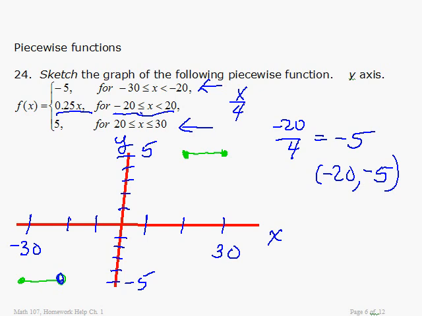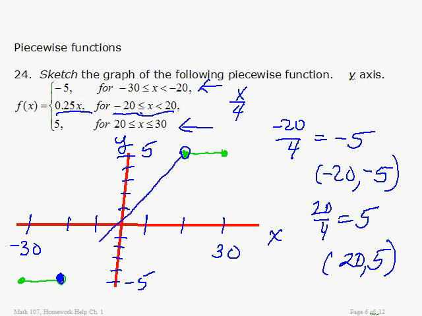By the way, the solid dot goes over an open dot and covers it up. Now evaluate it at the other endpoint, which is 20. So 20 over 4 is 5, and so when x is 20, it has a value of 5. It's not included, so I put an open circle, but that works out. Since this is a line, that's all you have to do: you connect those two points, and there is your piecewise function.